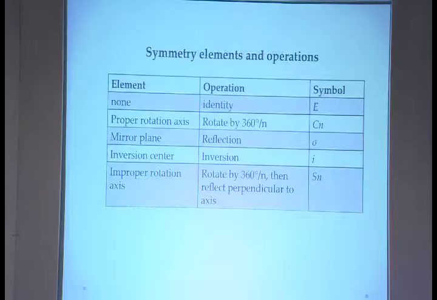So using these elements of symmetry, what are the operations that we can do? There is the identity operation, which means you're doing more or less nothing. Rotation axis, where you rotate an object by 360 degrees divided by n. Cn is the symmetry axis being used. Mirror plane reflection. Inversion center, through which you're doing an inversion of your object. And then improper rotation axis, where you rotate by 360 degrees divided by n, and then reflect the object perpendicular to the axis. These are the corresponding symbols for each symmetry operation.